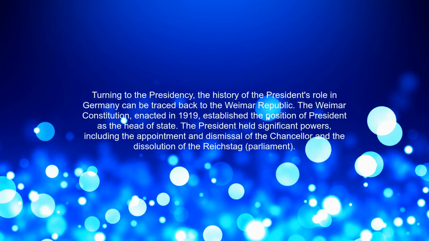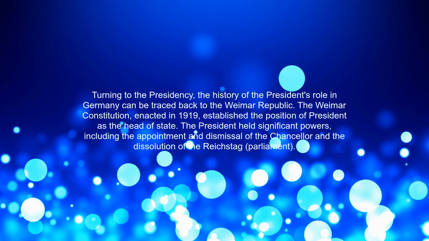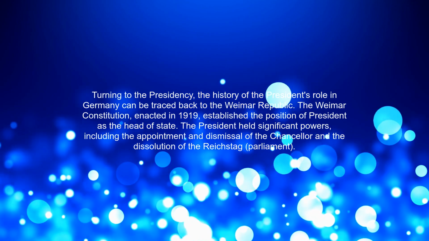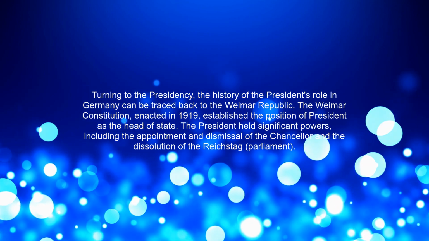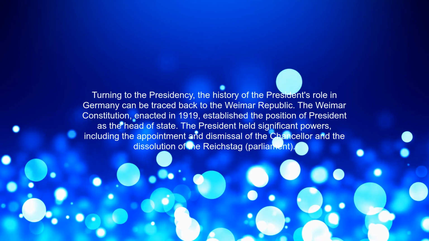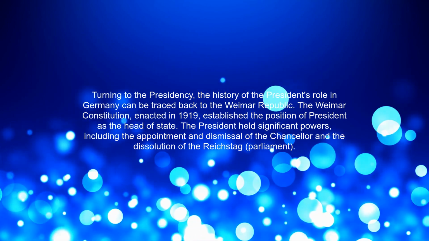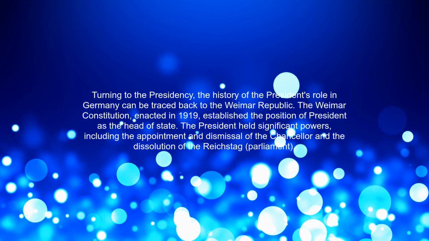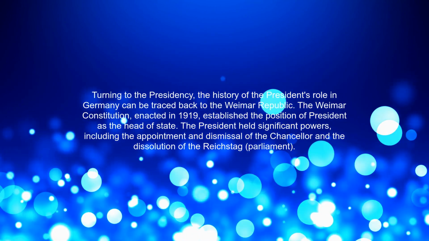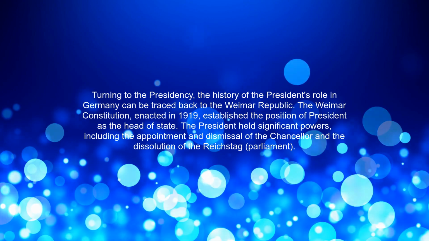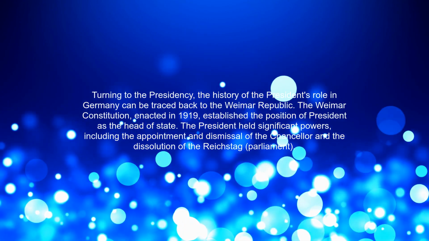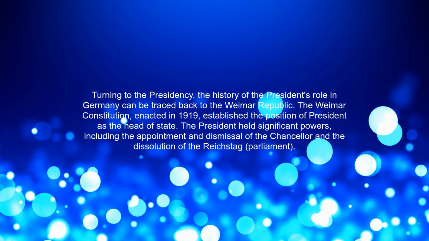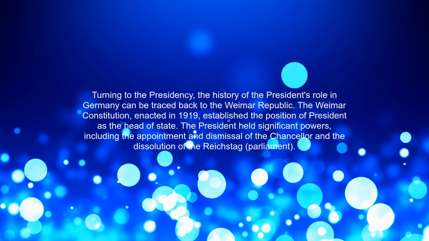Turning to the presidency, the history of the president's role in Germany can be traced back to the Weimar Republic. The Weimar Constitution, enacted in 1919, established the position of president as the head of state. The president held significant powers, including the appointment and dismissal of the chancellor and the dissolution of the Reichstag parliament.